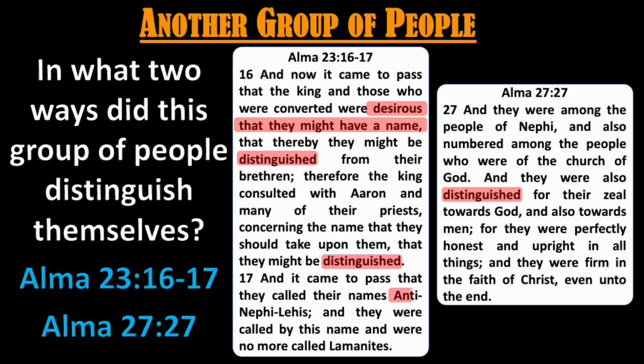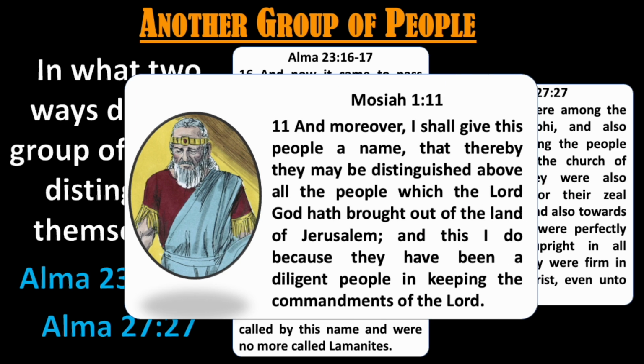You could also cross-reference this idea with Mosiah 1:11, where King Benjamin uses the word distinguished too. And moreover, I shall give this people a name, that thereby they may be distinguished above all the people which the Lord God hath brought out of the land of Jerusalem. And this I do because they have been a diligent people in keeping the commandments of the Lord.